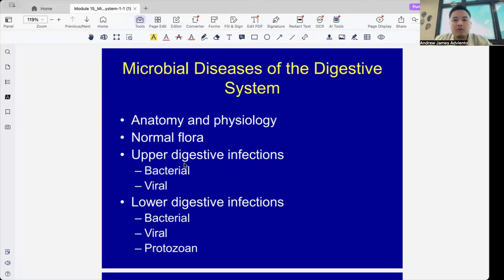Today we will explore microbial diseases that affect the digestive system. So we will begin with the structure and function of the digestive tract, then move into the normal microorganisms that live in our body. After that, we will examine infections, both upper and lower digestive infections. These are caused by bacteria, viruses, and even protozoa.